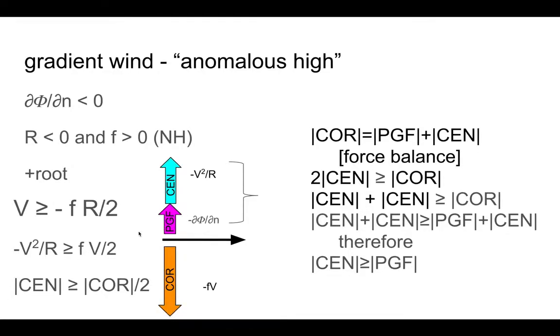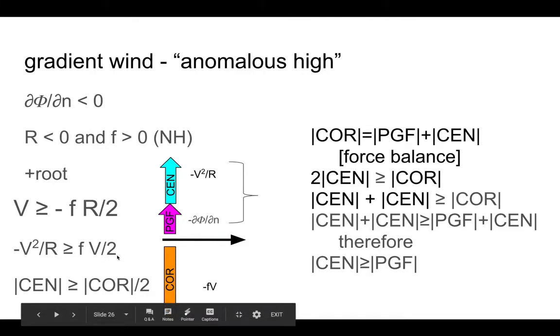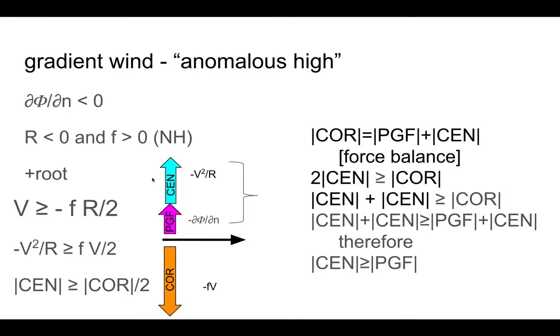And since these are counterbalancing accelerations, the centrifugal, if we consider the absolute values of those, this is saying that the centrifugal acceleration has got to be larger than the Coriolis acceleration divided by 2. Okay, so that's the outcome of this positive root, is that we have a relatively large centrifugal acceleration.